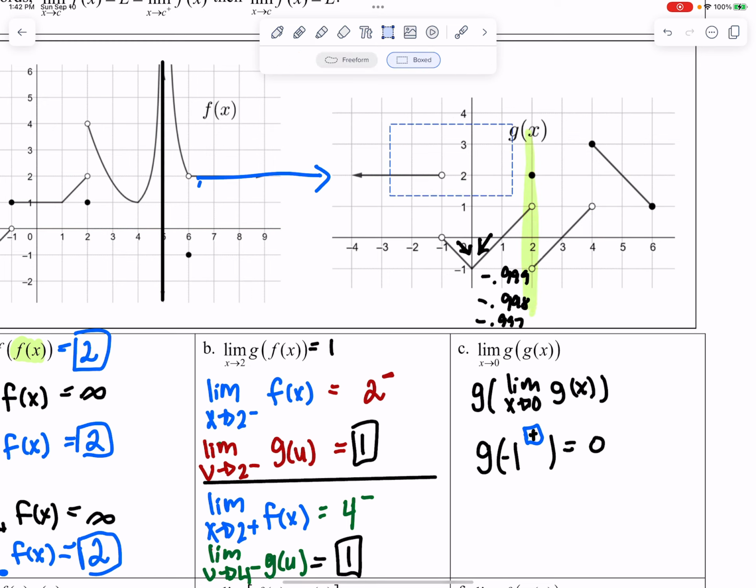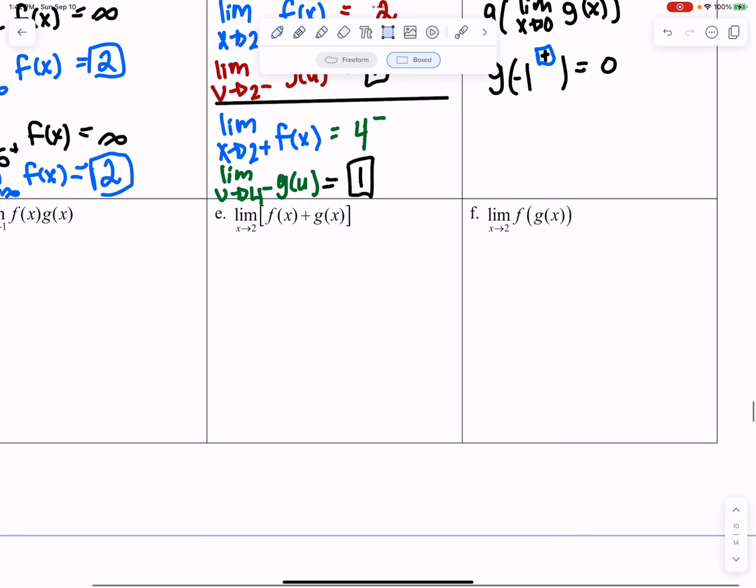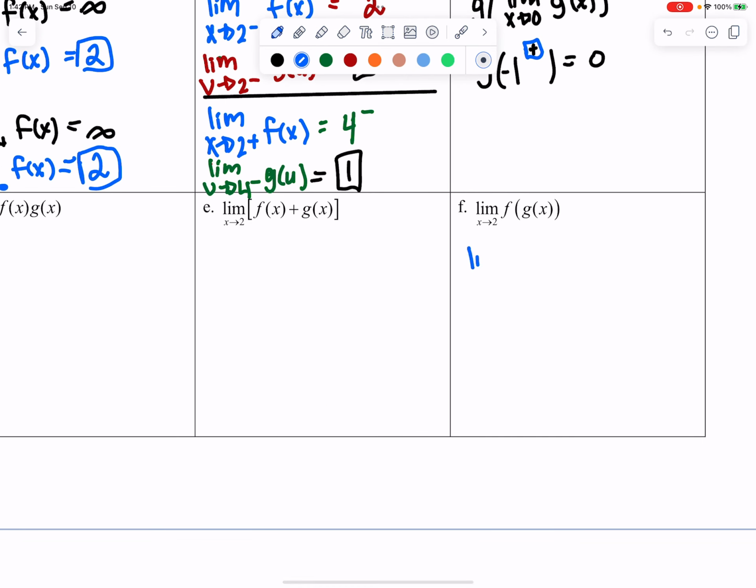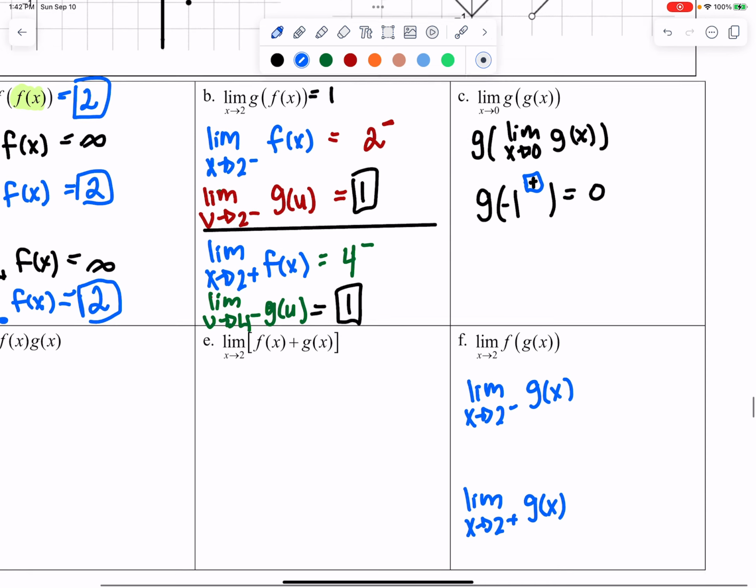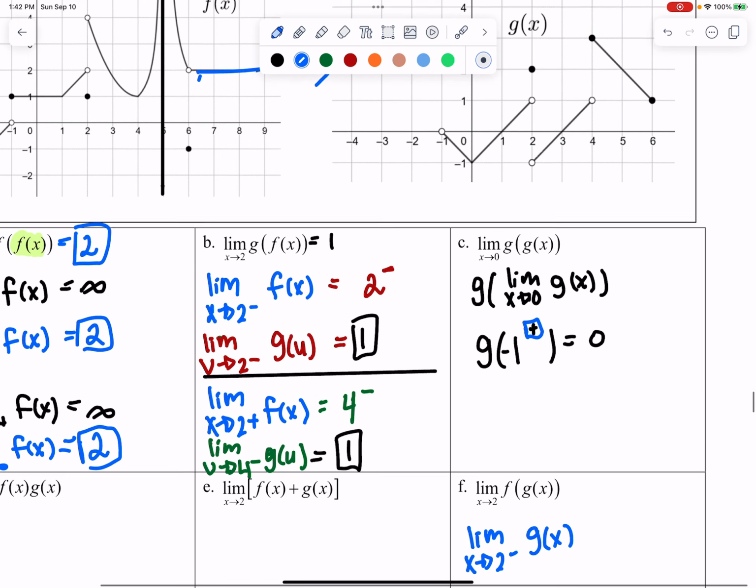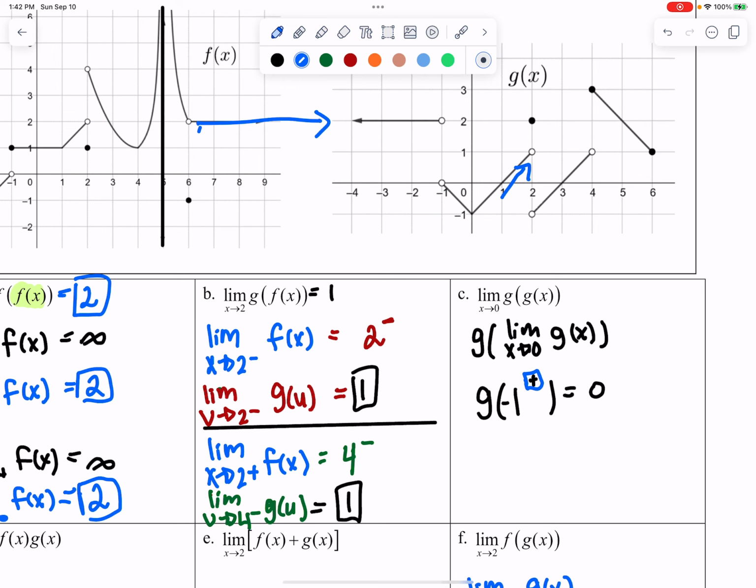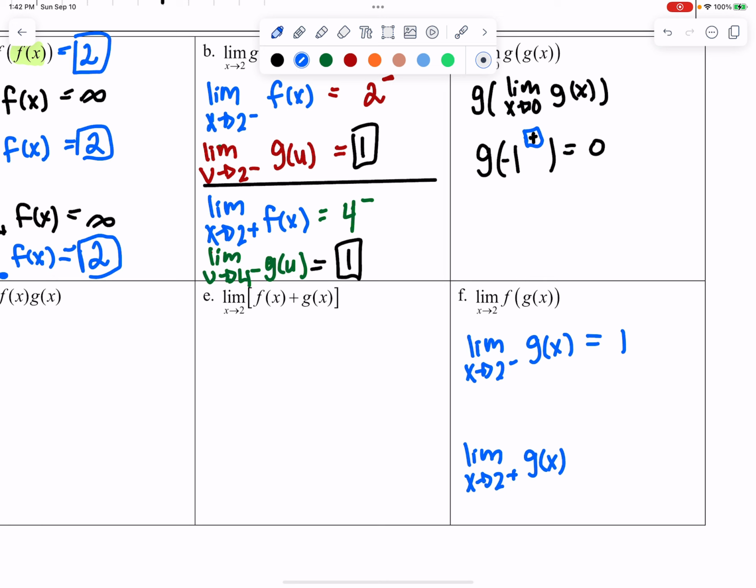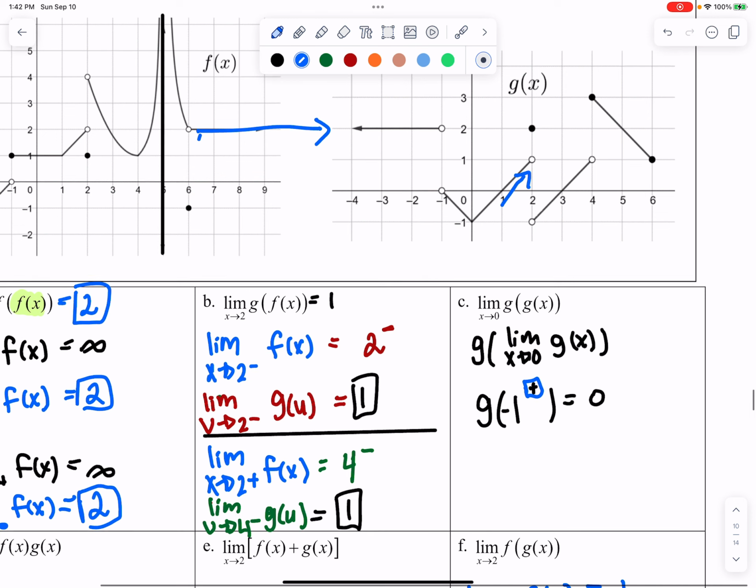Because it's not continuous, I'm going to break this apart and separate it in terms of my left-hand limit and my right-hand limit. So as we approach 2 from the left for g of x, right here, you could see that I am approaching 1. And then we'll talk about where. And then same thing here for 2 to the right. I'm approaching -1.